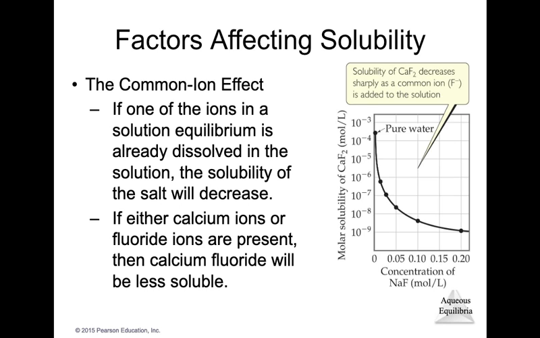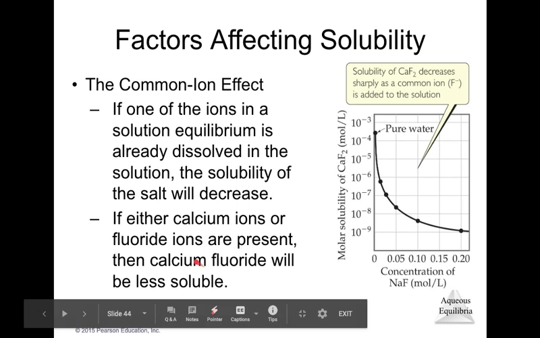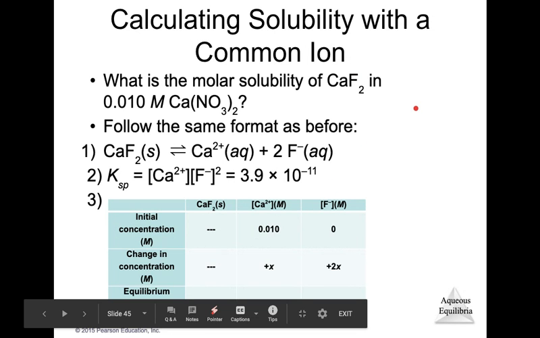So what you should see here is that definition: if one of the ions in a solution equilibrium is already dissolved in the solution, the solubility of the salt will decrease. And that should make sense. The other note here is that if either calcium ions or fluoride ions are present, in this particular example, then the calcium fluoride compound is going to be less soluble, right? So let's dive right into an example.